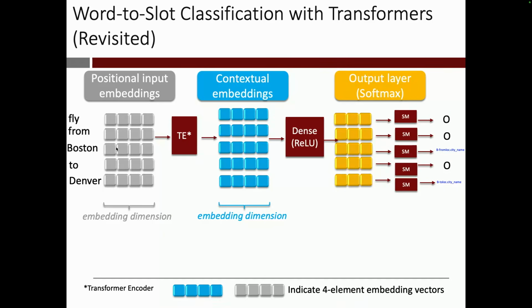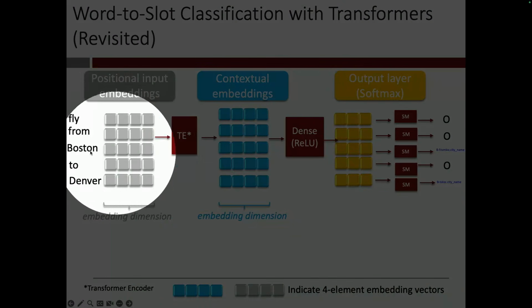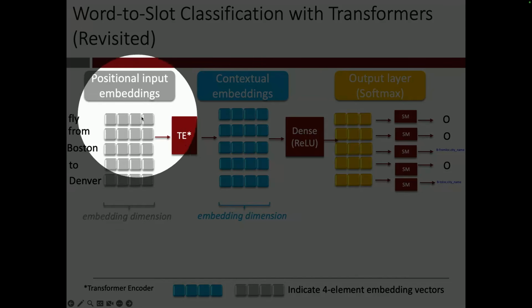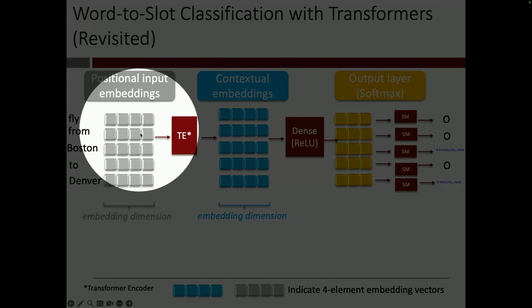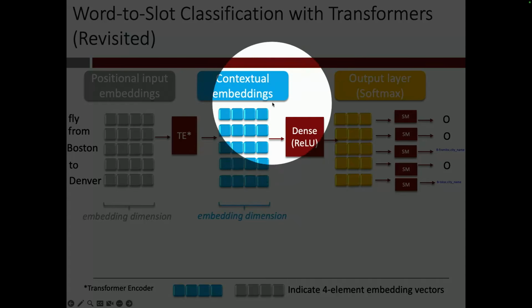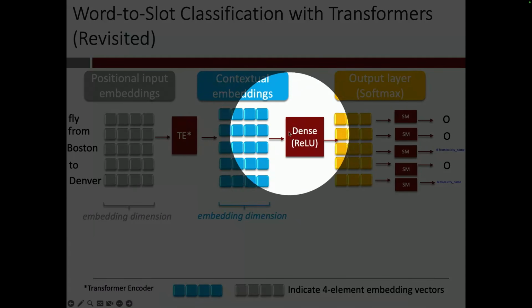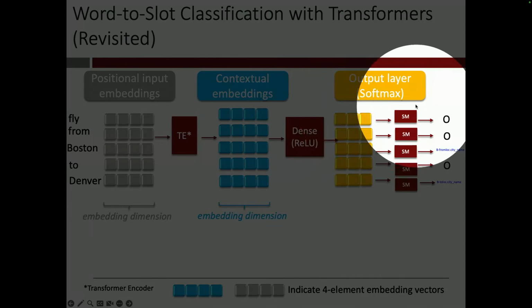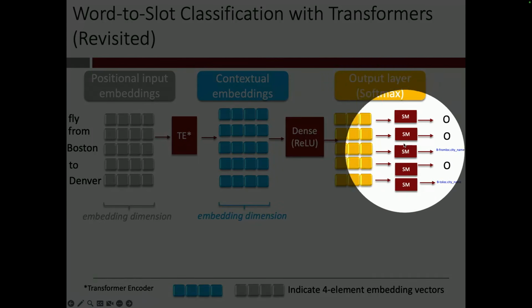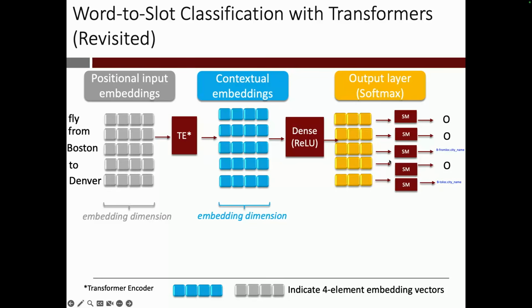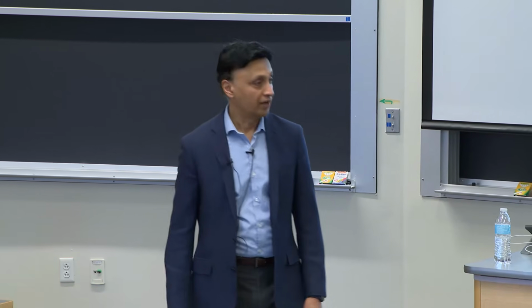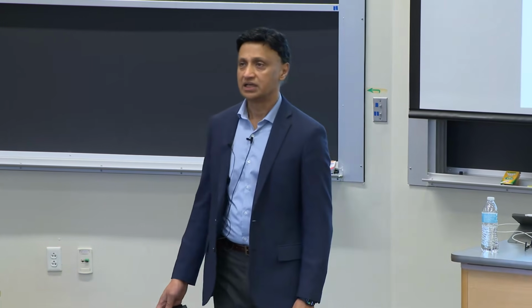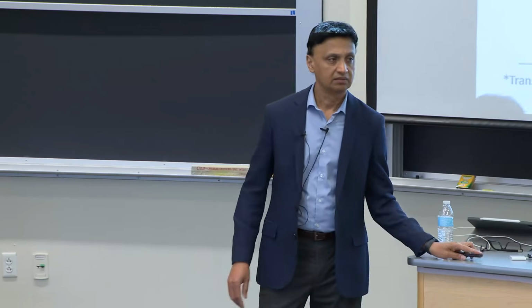Now, we applied the transformer stack to the word-to-slot classification problem, where we basically took every incoming natural language query, calculated its positional embeddings, and ran it through the transformer stack, and then we get contextual embeddings. At this point, since each embedding that comes out needs to be classified into one of 125 possibilities, we run it through a ReLU, and then attach a softmax to each embedding. This is basically what we did last class. So this is the transformer encoder. Now, any questions on this before I continue on?